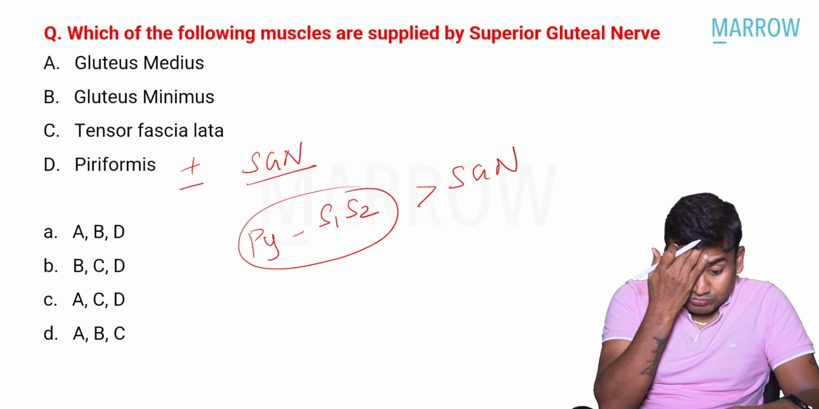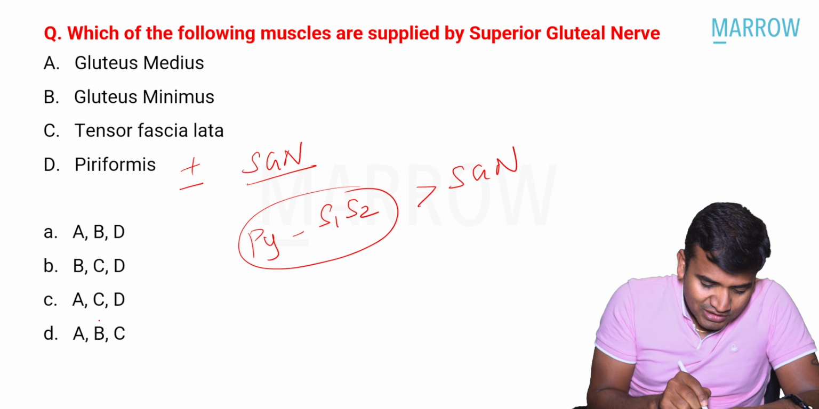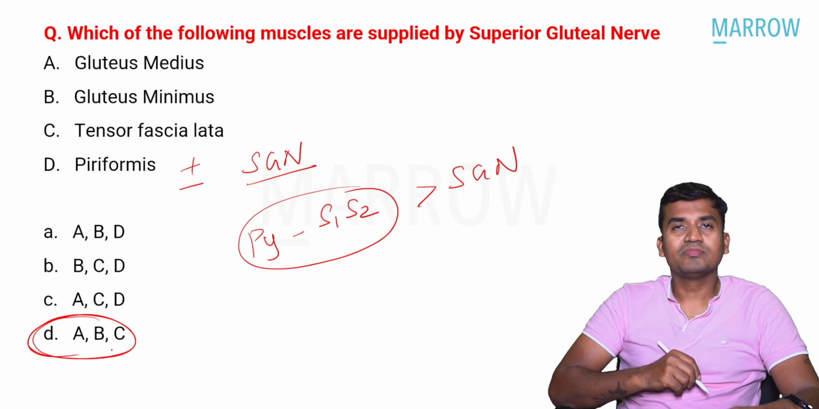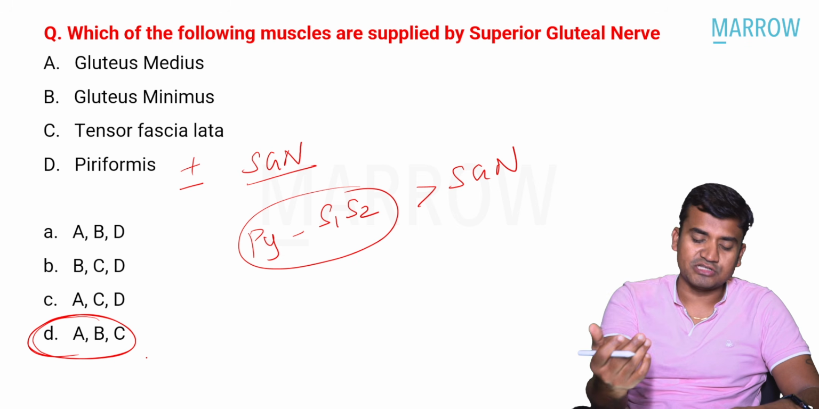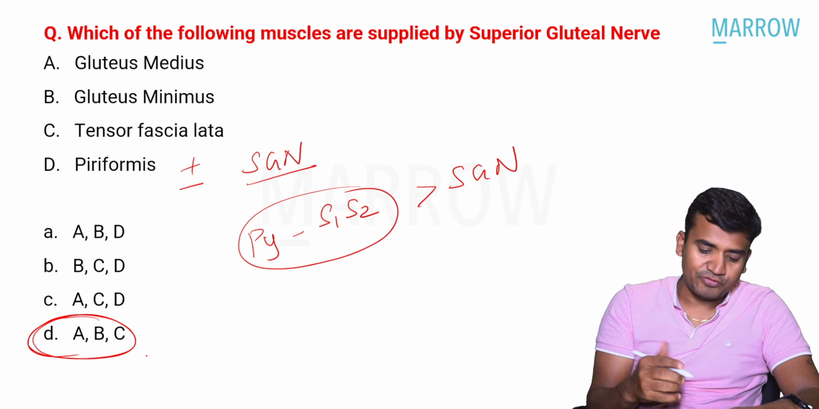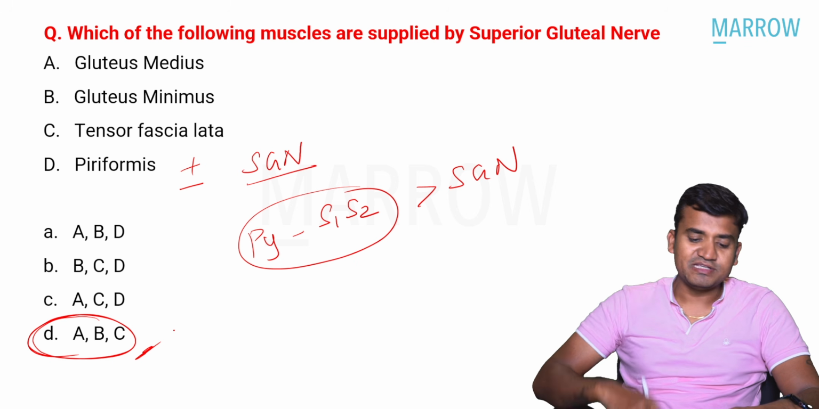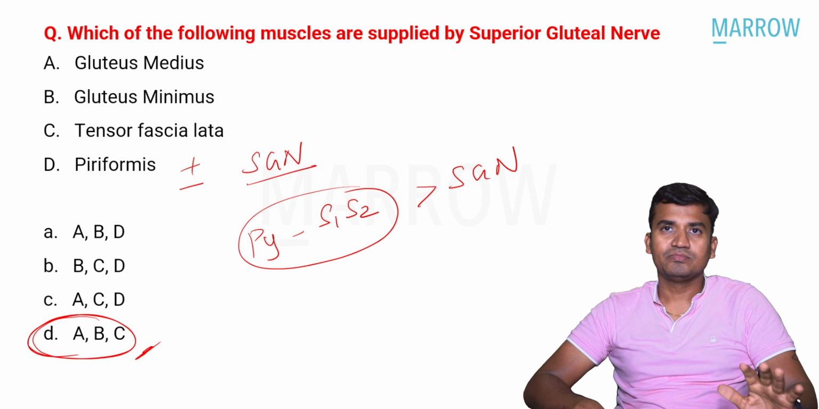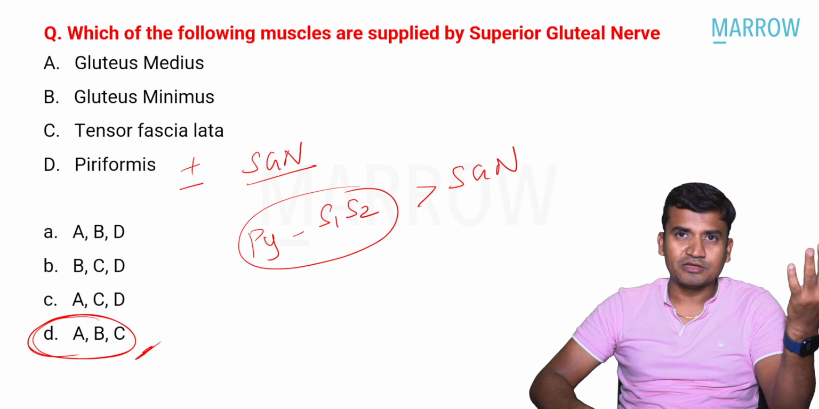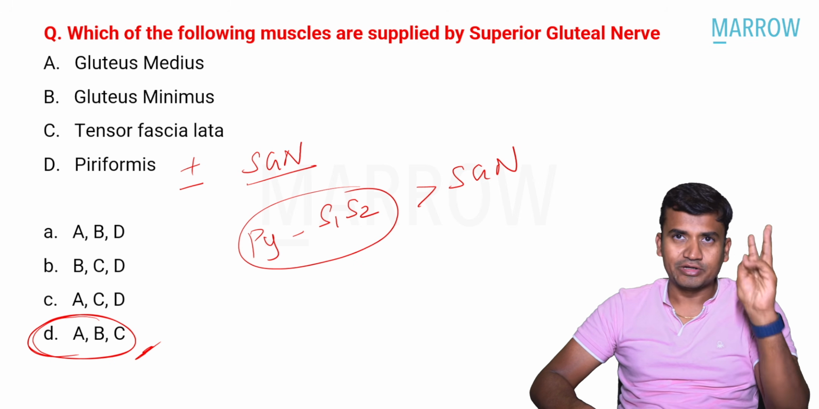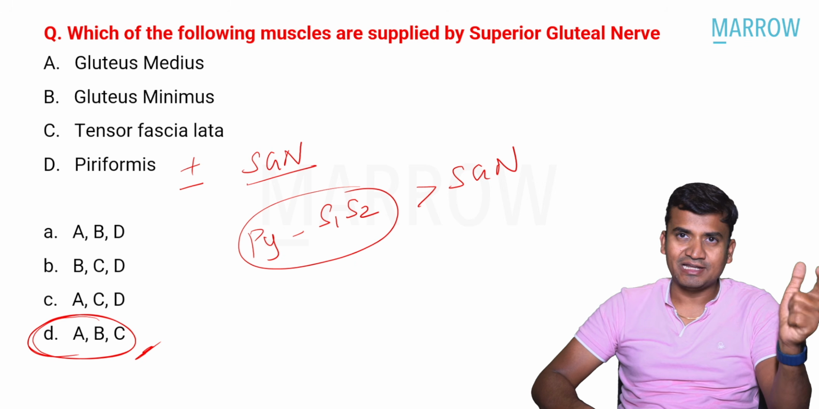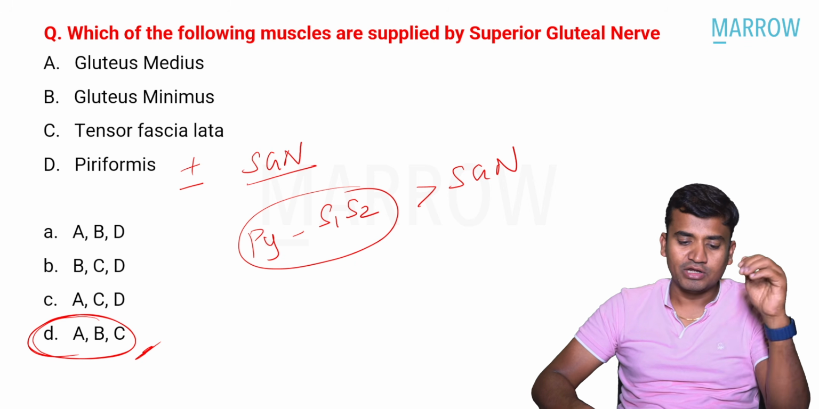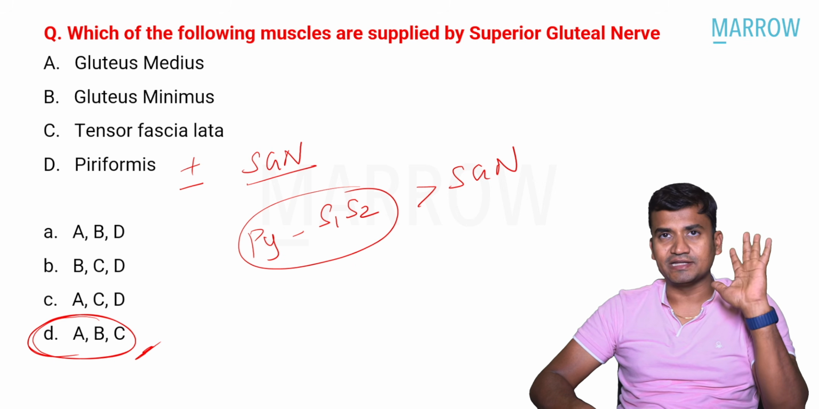Now they are asking for the 3 best answers, so A, B, C is the best answer. I told you piriformis is a plus or minus option; in that case, we can omit the piriformis. So the answer is A, B, C. If it was 4 answers, all the 4 would be correct: gluteus medius, minimus, tensor fasciae latae and piriformis. But they are asking only 3 best answers, so we can go for medius, minimus and tensor fasciae latae.